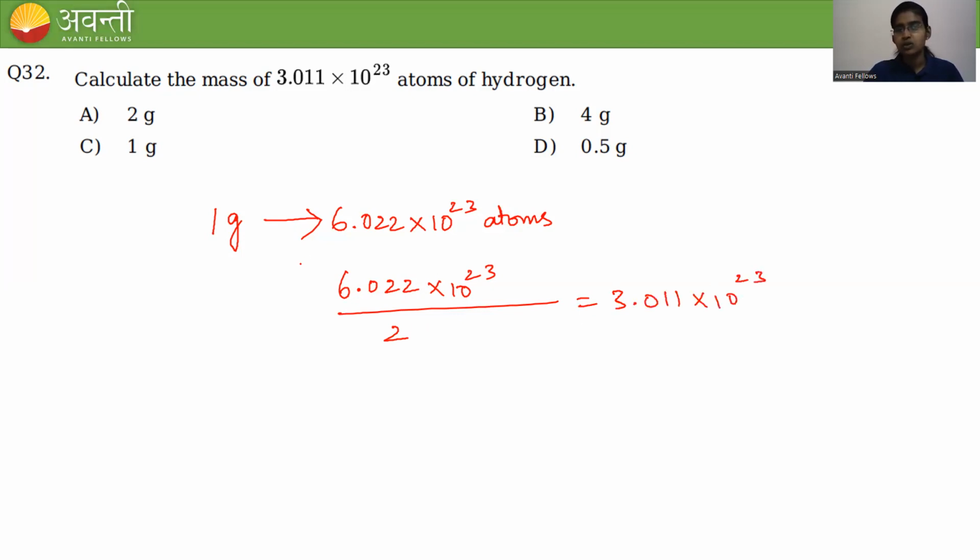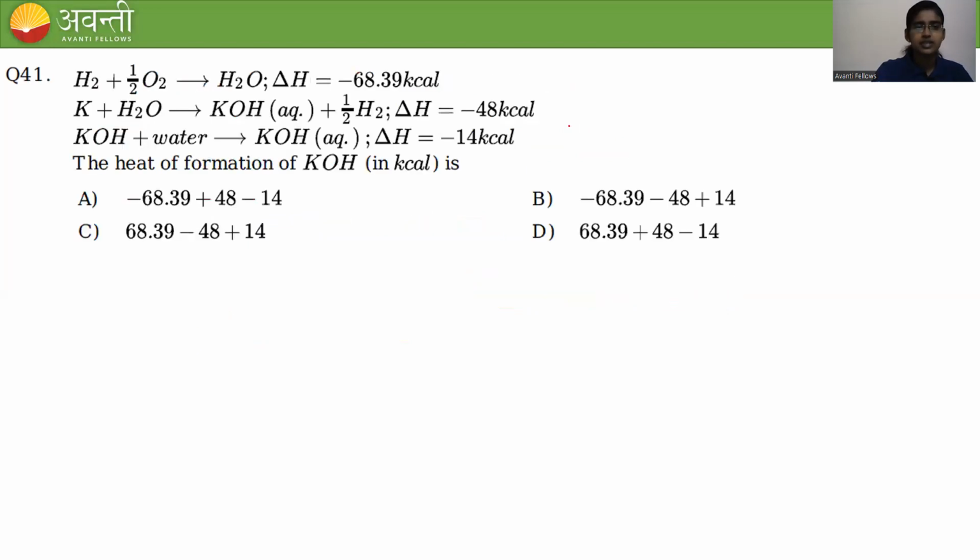So what will be the mass? If it is 1 gram for the Avogadro number, and if it is half of it, then it is 0.5 gram. Got it? So the mass of the hydrogen for the given atoms is 0.5 gram. So the answer is option D. Again, it is an easy question. Got it? Now moving on to the next question.